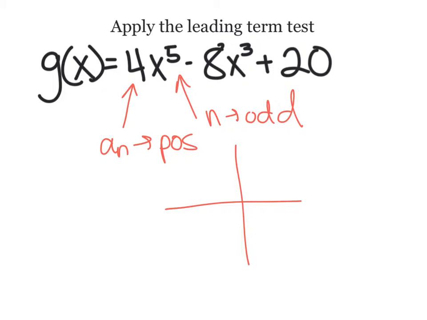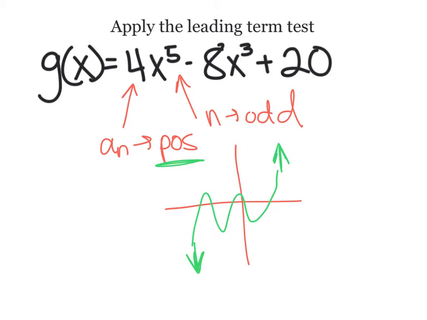So since it's odd, our function is going to be going in opposite directions. Our endpoints are going to be going opposite, and since it's positive, we know that it's going to be in this quadrant where it's going to infinity, and this quadrant where it's going to negative infinity. So our graph could be doing something crazy up here, but we don't know this part of the graph, so we can't even assume. All we know for sure are what the endpoints are doing.